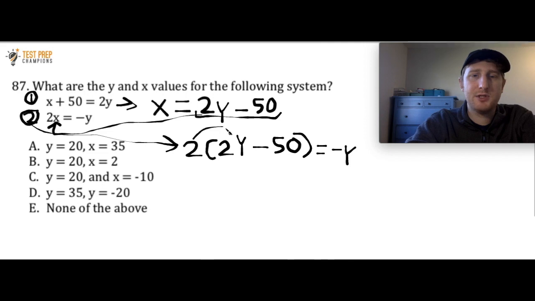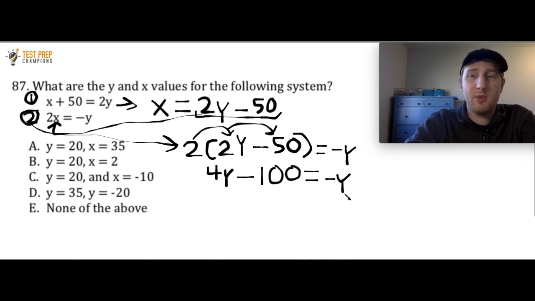So I'm going to take this 2 and do what's called distributing. I'm first going to multiply the 2 by 2y. So what is 2 times 2? 2 times 2 is 4, and I want to bring the y along for the ride. Then I want to take this 2 and distribute it to this minus 50 here. So what is 2 times negative 50? 2 times negative 50 is negative 100. All right, and this is equal to negative y. Remember, the goal here is to figure out what y equals. So I have 4y minus 100 equals negative y.